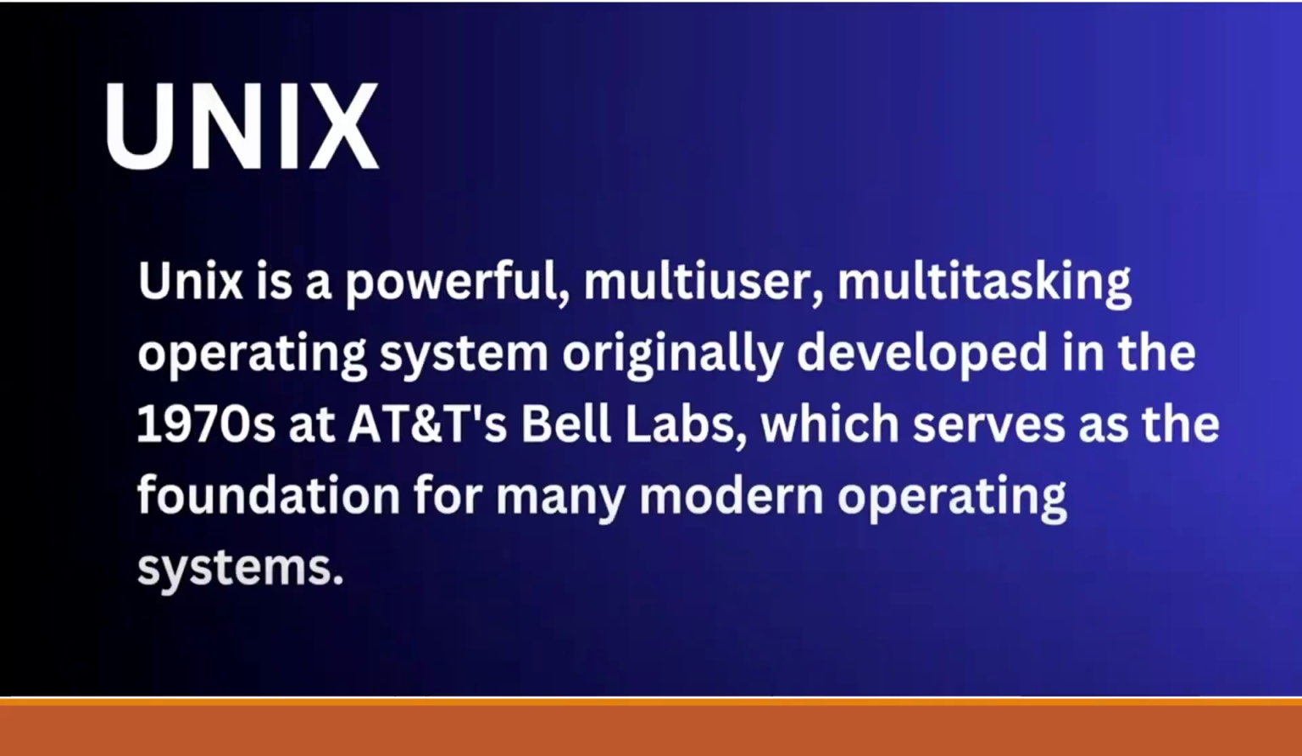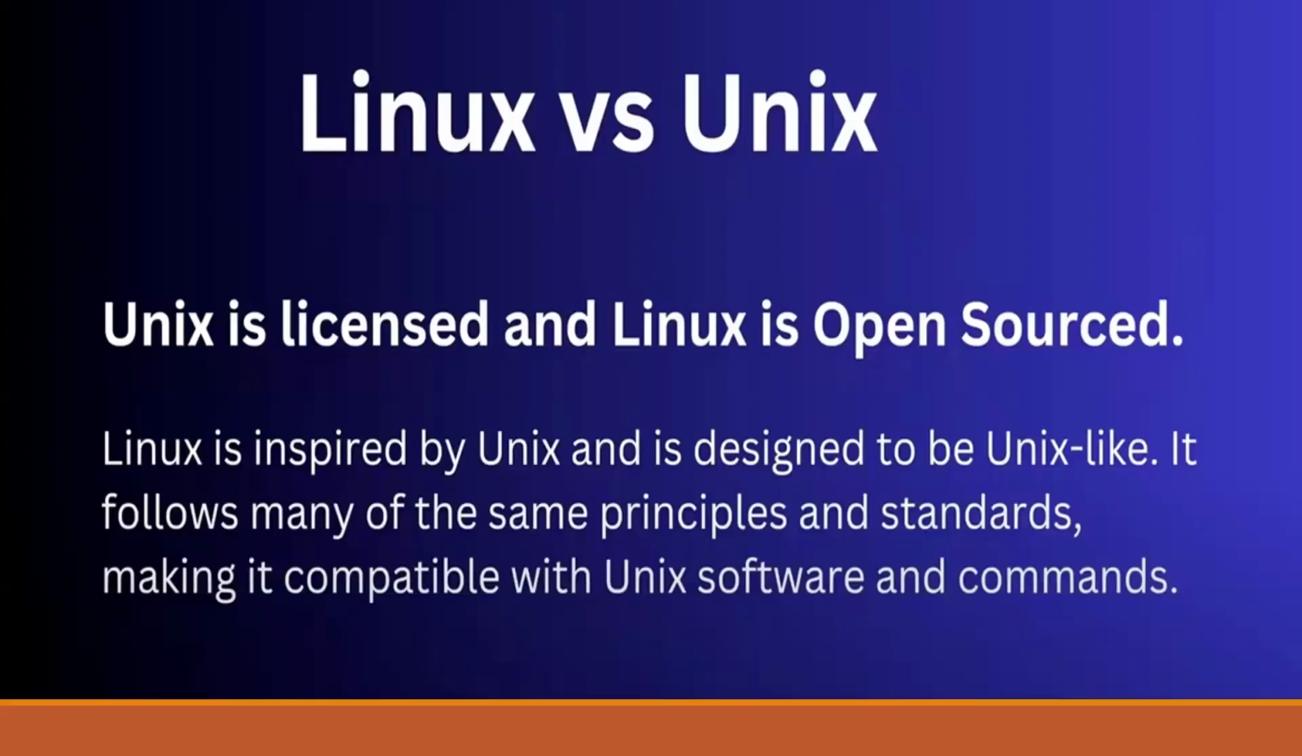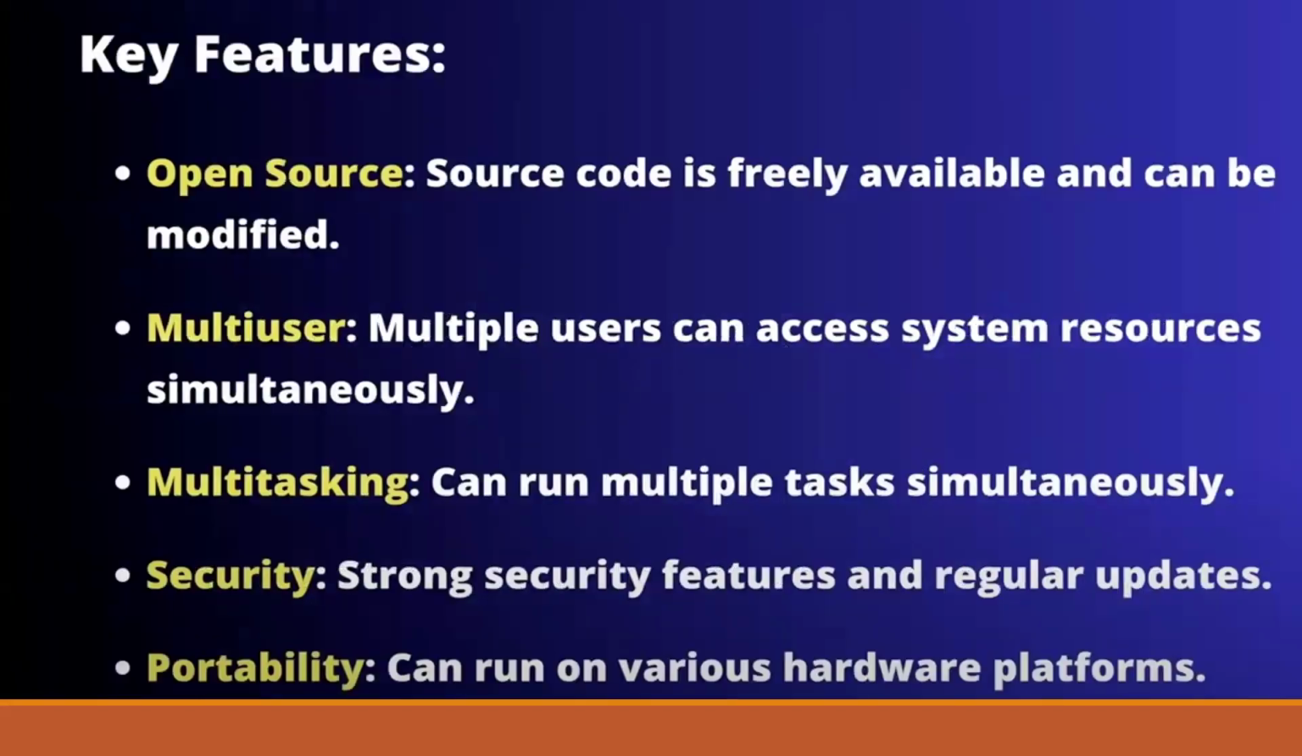So what is Unix? Unix is a powerful multi-user, multitasking operating system originally developed in the 1970s at AT&T Bell Labs, which serves as the foundation for many modern operating systems. Linux versus Unix: Unix is licensed and Linux is open source. Linux is inspired by Unix and designed to be Unix-like. It follows many of the same principles and standards, making it compatible with Unix software and commands.